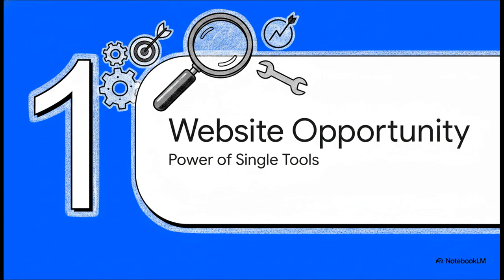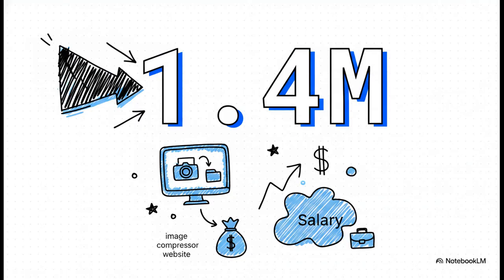Okay, Section 1, the tool website opportunity, the hidden power of single tool sites. Let's see why these single-purpose utility sites are an absolute goldmine right now. We are not talking about massive, complicated portals here, but rather sites that just do one specific thing incredibly well. Just look at this staggering number, 1.4 million. That is literally how many monthly visits a simple, single-purpose image compressor gets from folks just needing to shrink files for online forms or whatever.